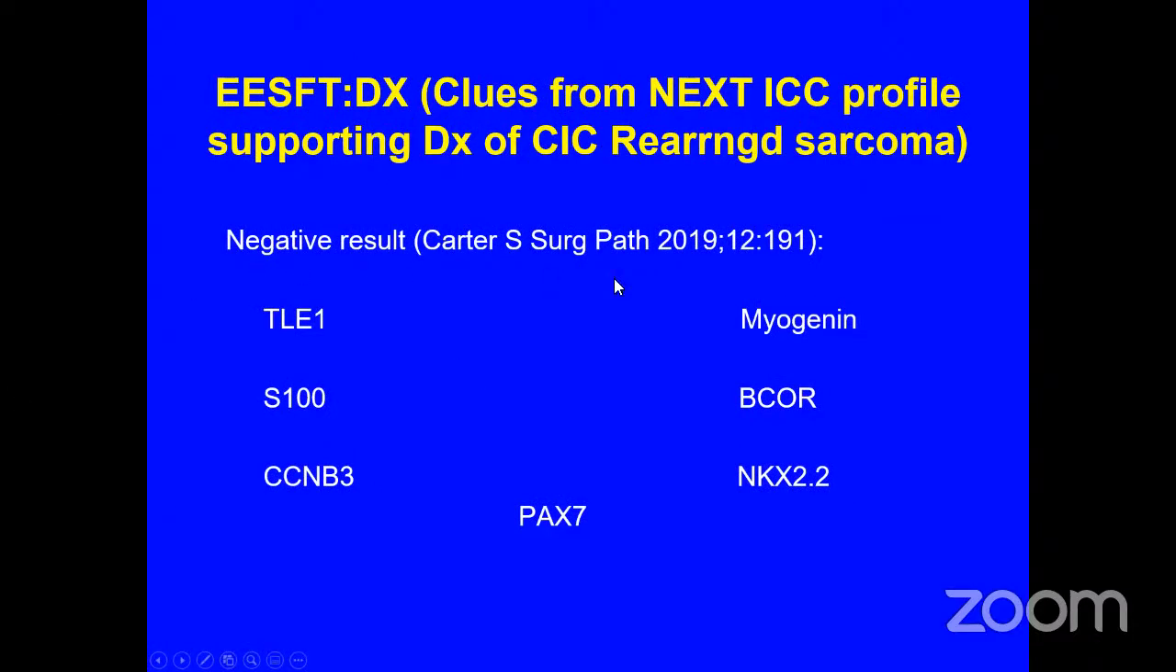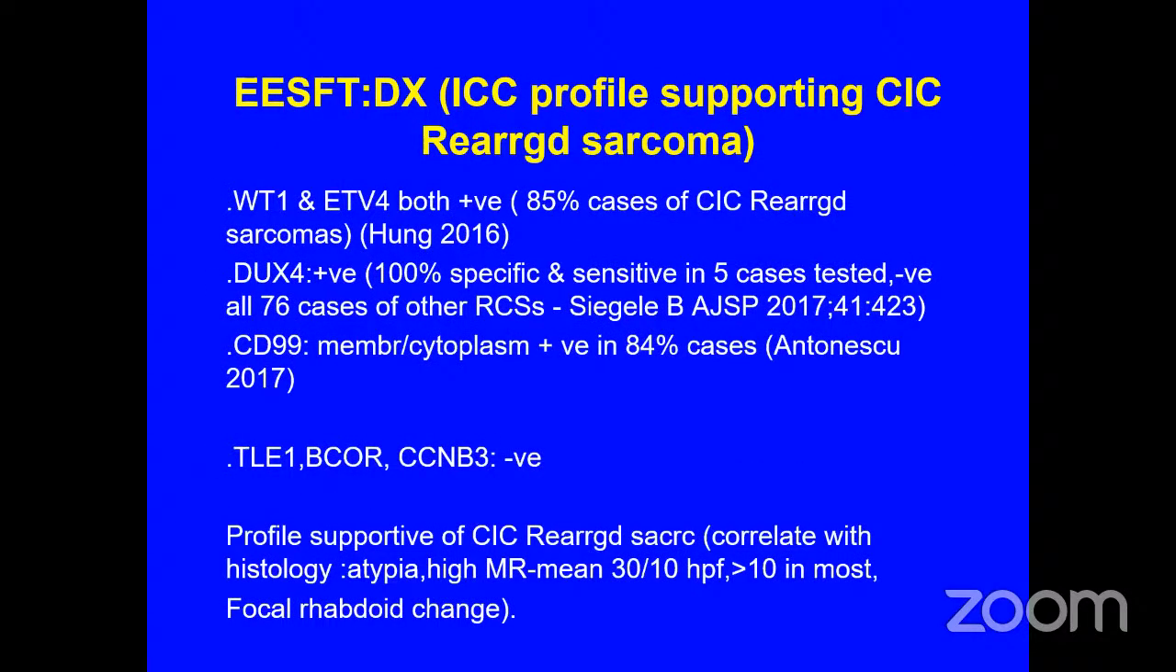Negative markers have also been described in the literature, and these are listed here on this slide: TLE1, myogenin, S100, and so on and so forth. And BCOR is negative, CCNB3 is negative. So we have a long list of positive and negative markers, but we mainly rely on WT1 and ETV4 as the IHC profile of CIC-rearranged sarcoma in terms of getting a stronger support for histologic working diagnosis. I've already said DUX4 needs to be confirmed on a larger series, so we leave it at this point, and we should confine our attention to WT1 and ETV4.